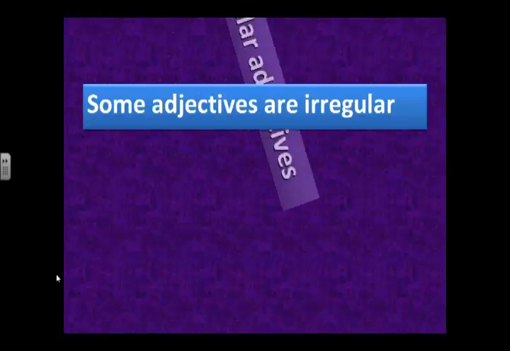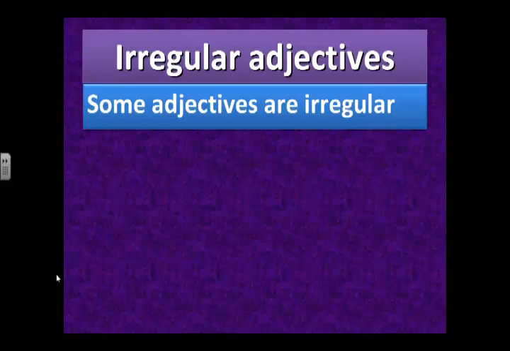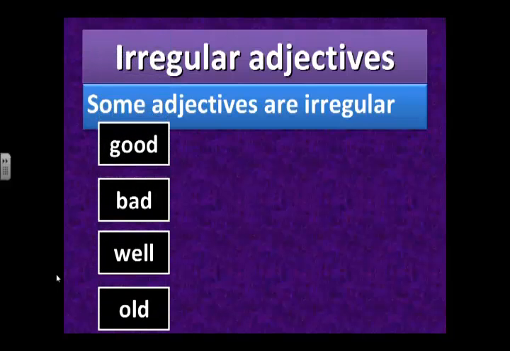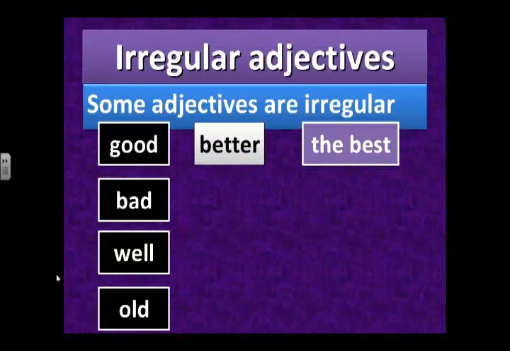Some adjectives are irregular. They do not follow the pattern. They don't follow the -er and the most. So these are also problematic. Some irregular adjectives are like good. If we follow the rule, then we say gooder or the goodest. But it is not like that. Good becomes better, completely different. The letters are completely different. And that will be the best. So good, better, the best.